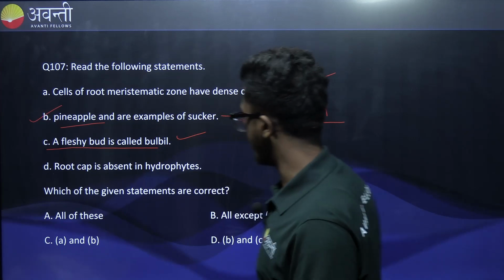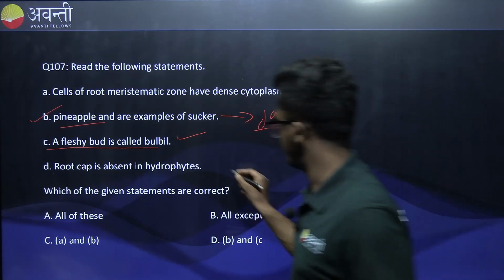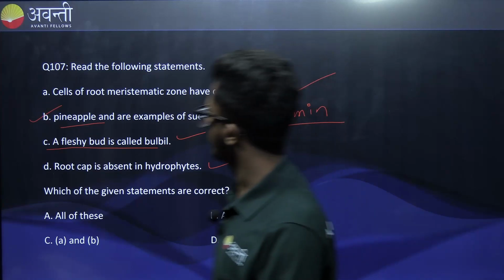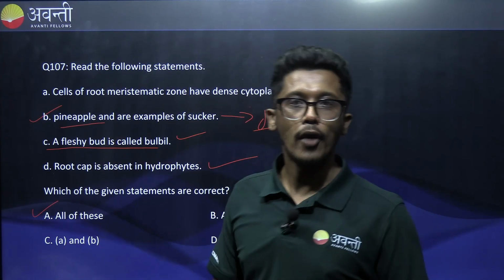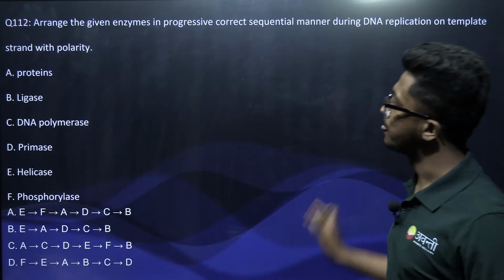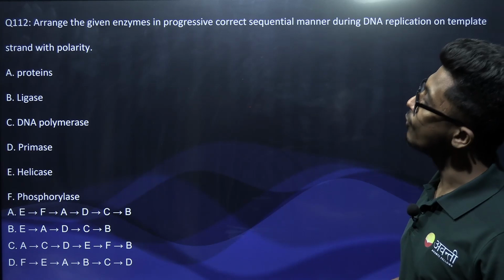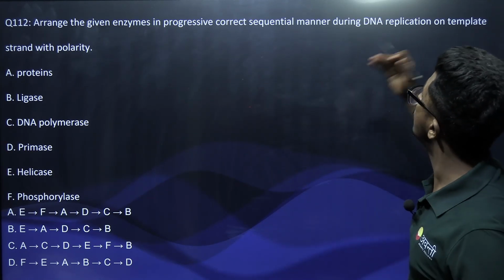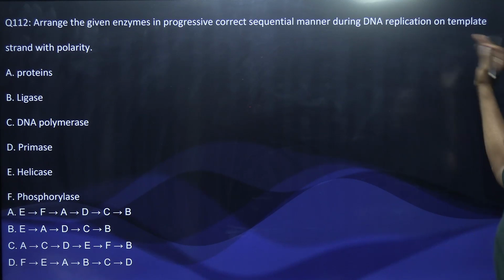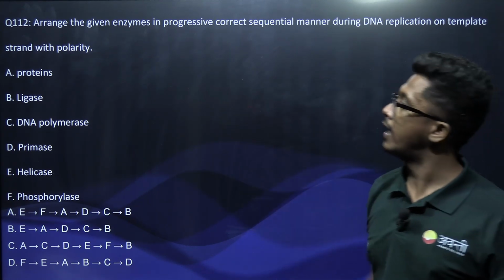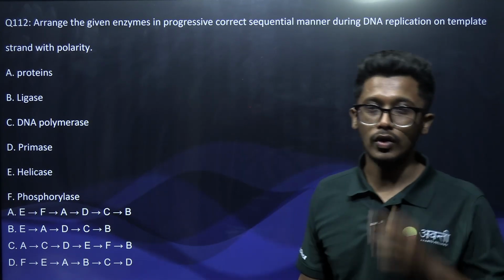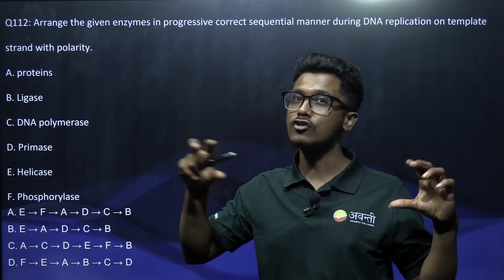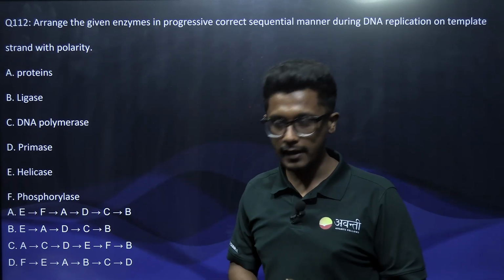A root cap is absent in hydrophytes. Yes, the root cap is absent in hydrophytes. So all the statements are correct. Okay, so that is why we go for option A. Okay, next one. Arrange the given enzymes in progressive correct sequential manner during DNA replication on template strand with polarity. Okay, so now what is happening? We have to see what are the sequential events that happen during the DNA replication.